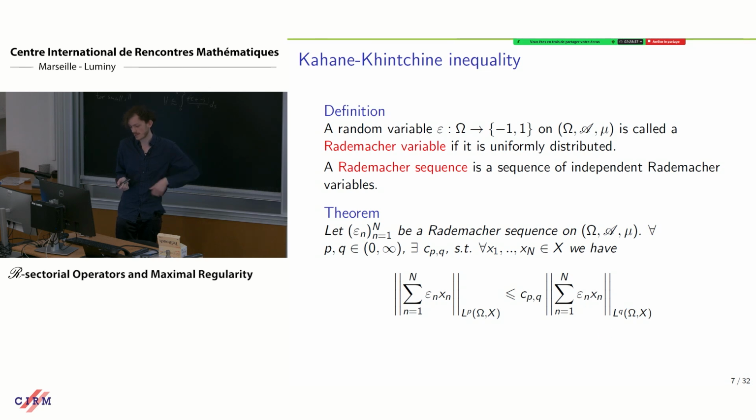And then there's an equivalent definition of the UMD property, which is the randomized UMD property using Rademacher variables. With that and this Kahane-Khinchin inequality, you can get that the UMD property is independent of p. But the constant in it is not.